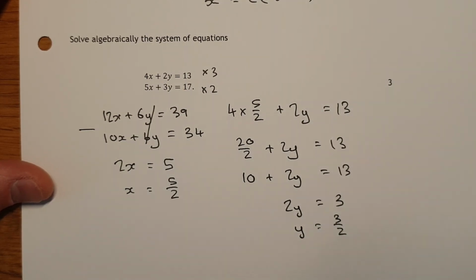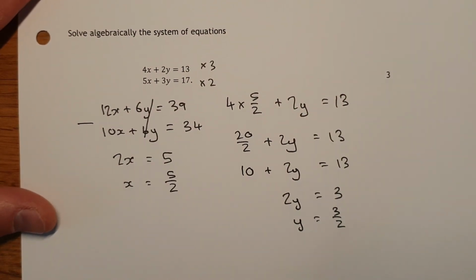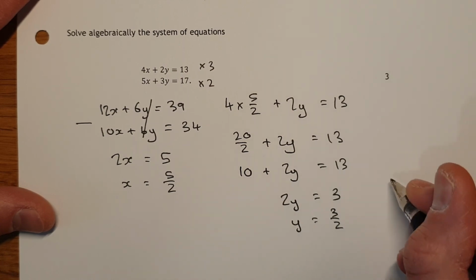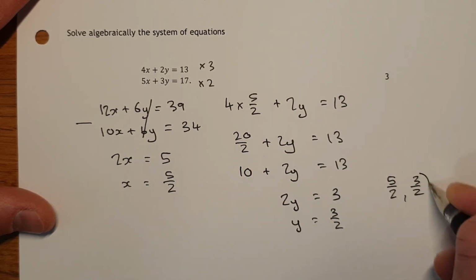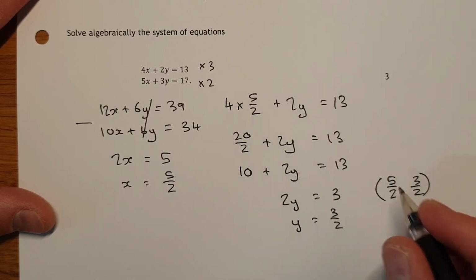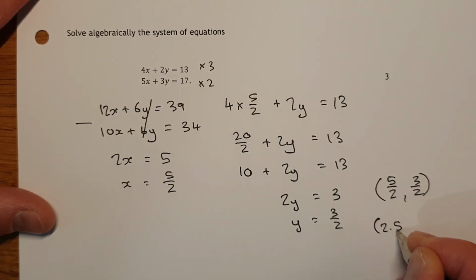Now quite often these might be equations of 2 straight lines. If you want to find where they intersect, it could also ask you for the coordinate where they intersect. It doesn't do that here, but it could. If that was the case, then you'd need to write down the point of intersection. So 5 over 2 would be your x, and 3 over 2 would be your y, or 2.5 and 1.5 would also be acceptable answers.